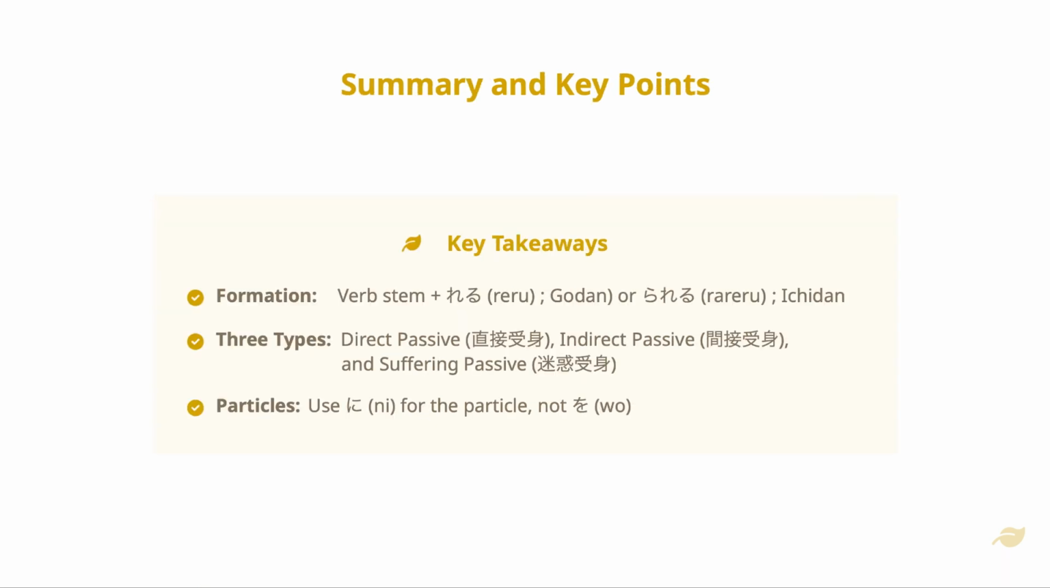Okay, then this is the summary and key points. In order to make passive voice or passive form, we need verb stem plus れる for Godan verbs, and we need られる for Ichidan verbs. And we have three types of passive voice: direct passive, indirect passive, and suffering passive. And lastly, we have to use に for particles, not を. This sounds very easy, right? Passive voice is not difficult once you get used to saying it. So, you just need to practice speaking.